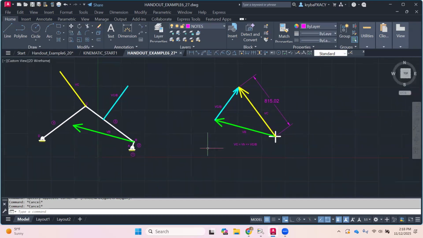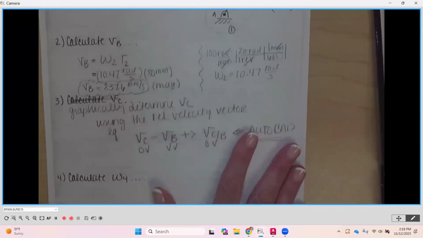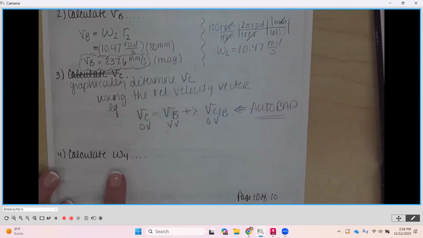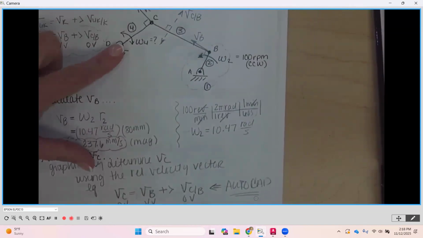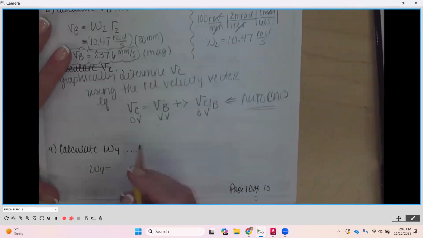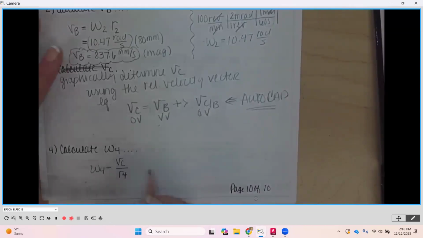Okay. So now that we know this dimension, we're going to go back here and calculate our W4. W4 is the angular velocity of link number 4, and that's going to be equal to the velocity of C divided by the radius, or the length, of link number 4, or the radius to C, however you want to put that.